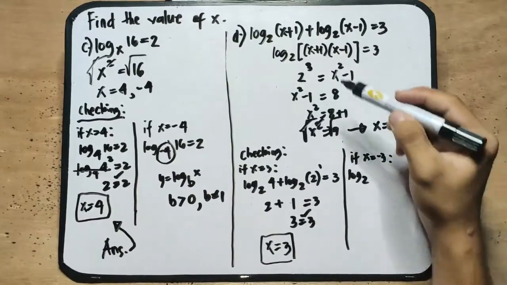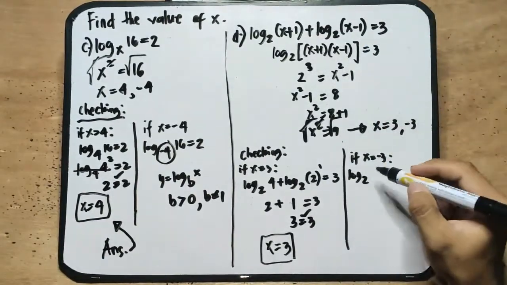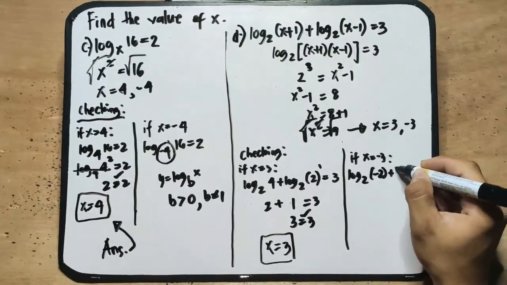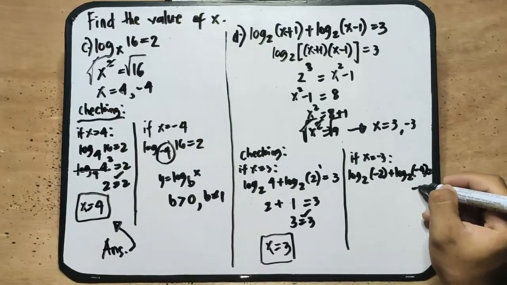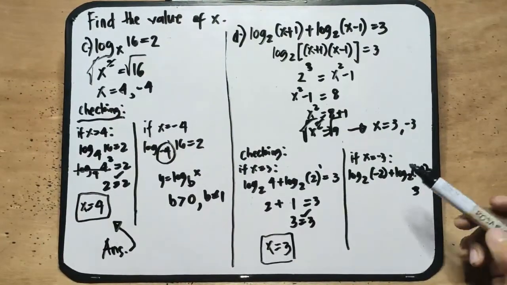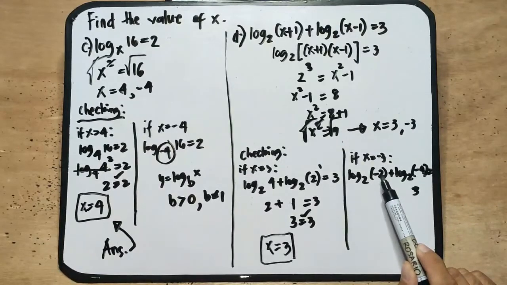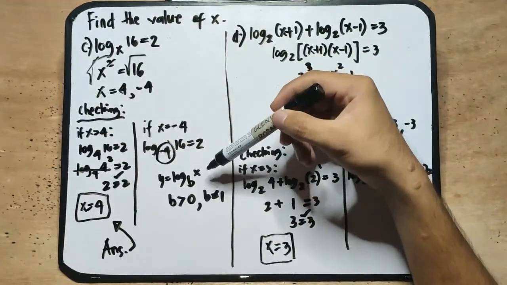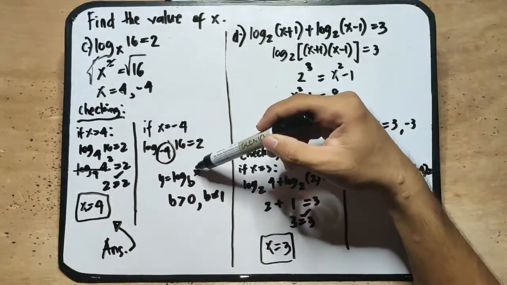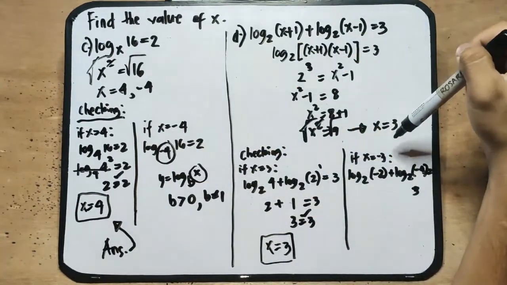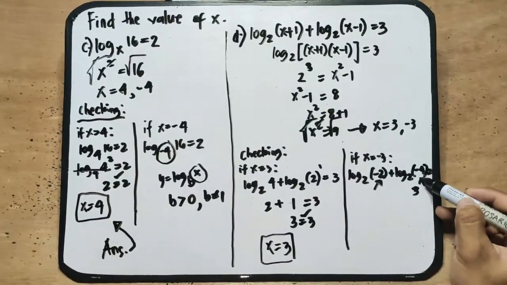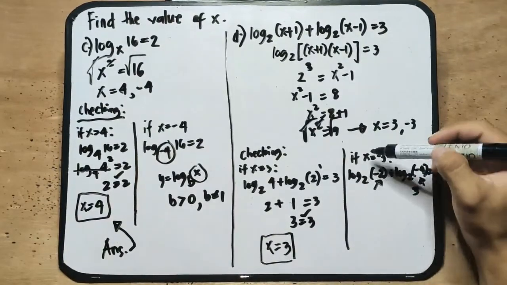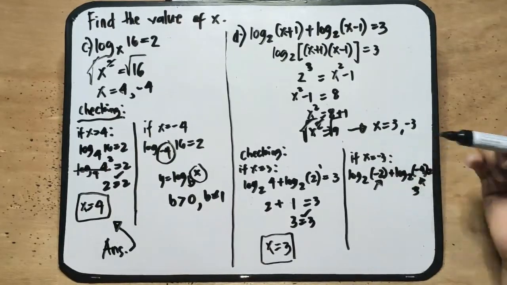So if x is equal to negative 3, then we have log base 2 of negative 3 plus 1 is negative 2 plus log base 2 of negative 4 is equal to positive 3. So since nakita natin na ang value, babalik tayo dito sa part na to. Since nakita natin na ang value nito sa part na ito ay negative din siya dito, ibig sabihin invalid yung ating value na x is equal to negative 3.